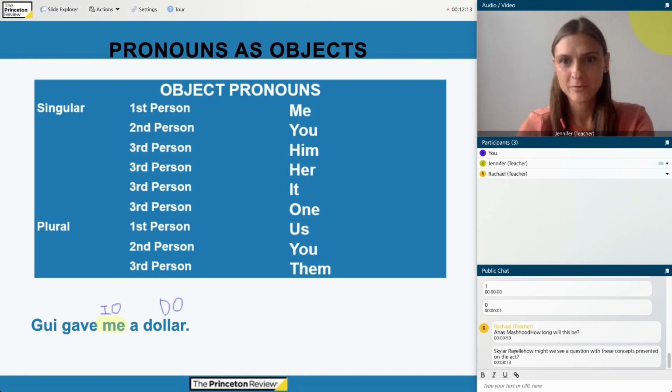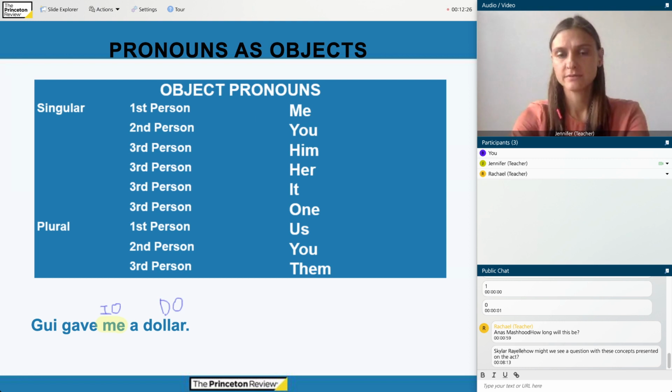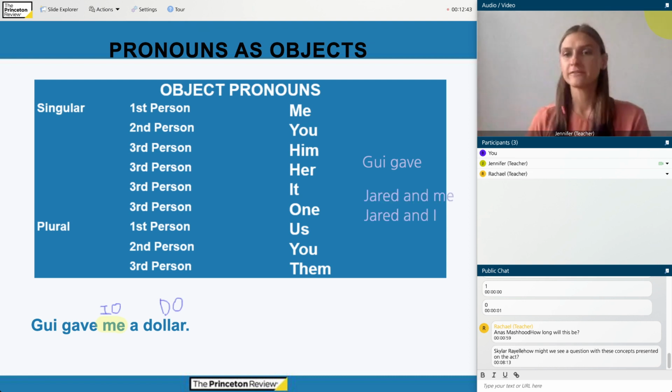I'm going to reveal a couple more things, so I'm going to type it up here. Guy gave Jared and me, Jared and I. On the ACT, this will be the portion that would be underlined, and you might see some other variations in your answer choices. So there's a couple of ways to test this out.